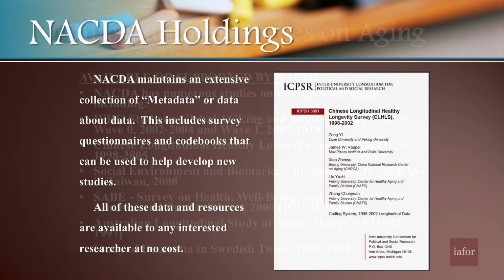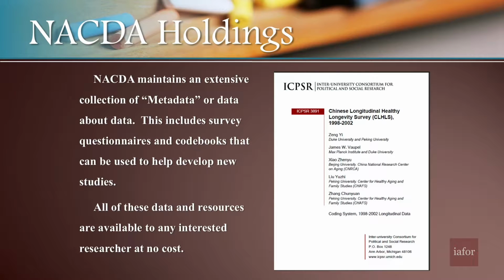We also maintain an extensive collection of metadata, which is data about data, descriptive information about research data. And this includes survey questionnaires and research methodology documents that we encourage people to look at if they're interested in developing their own studies. Again, you can use our resources to do secondary analysis, to look at questions, to see if things are worth pursuing. But then if you want to do a primary study, then we recommend you look at some of the questionnaires and see the vetted and validated questions that have already been tested by other research institutions.